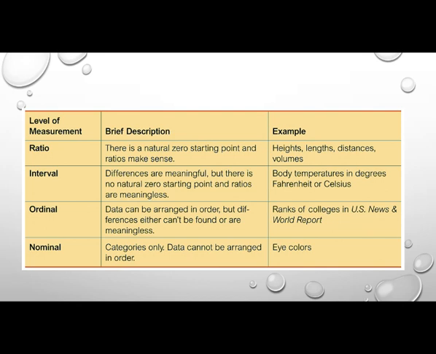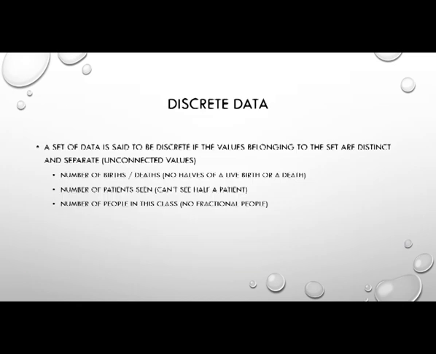And here's just a chart that says the same thing. So we can talk about nominal, eye color. I'm looking at the examples. Ordinal, ranks of colleges in the U.S. News and World Report. Interval, body temperatures in degrees Fahrenheit or Celsius. And ratio, heights, lengths, distance, volume.